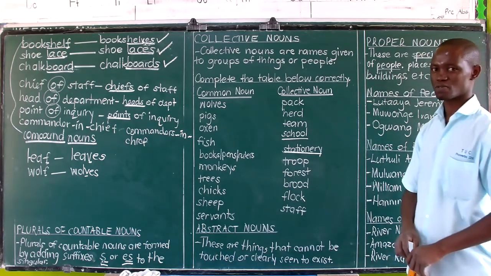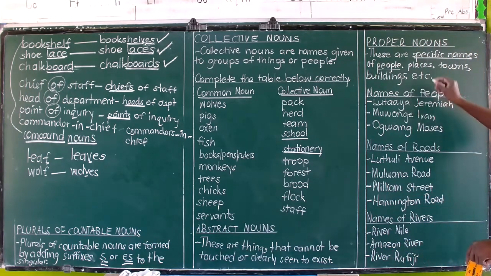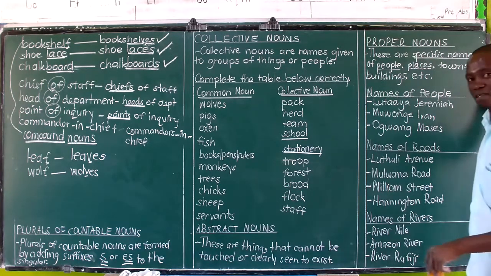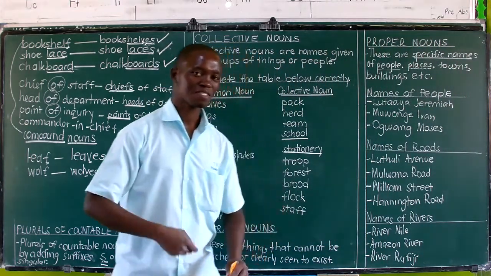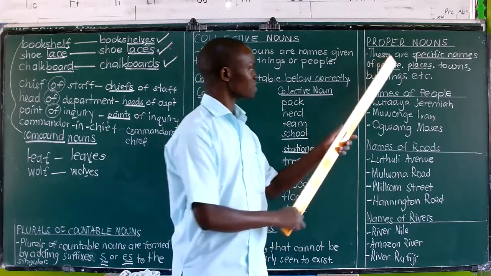You've understood? Go look at that place where you stay. It has a specific name. And that specific name is Namumona. If you stay in Namumona, Namumona becomes a specific name of that place.